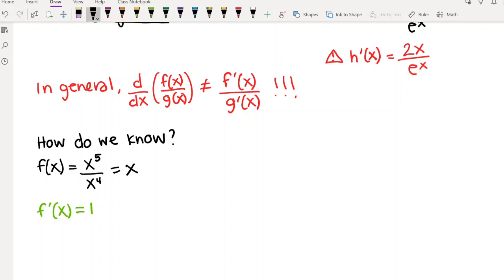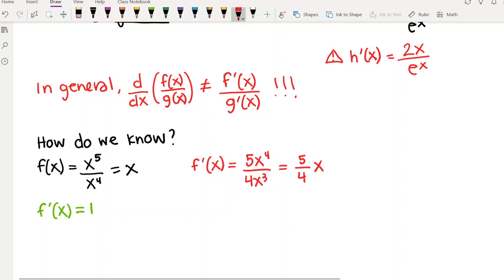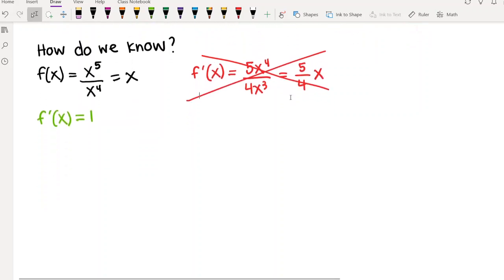So let's say that instead you tried to use this fake idea of taking the derivative of the numerator and the denominator individually. So what would you get? You would get 5x to the fourth on the top, and you would get 4x cubed on the bottom, and that simplifies to 5 over 4 times x, which is not the same as what we got over here, right? Over here we got 1, and over here we got 5 over 4 times x, which is completely different. So that tells us that this method does not make sense. It does not work. Don't do it.